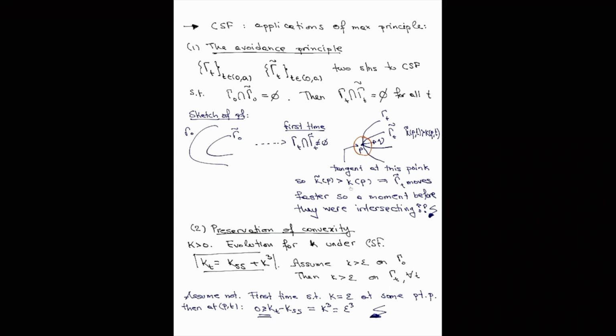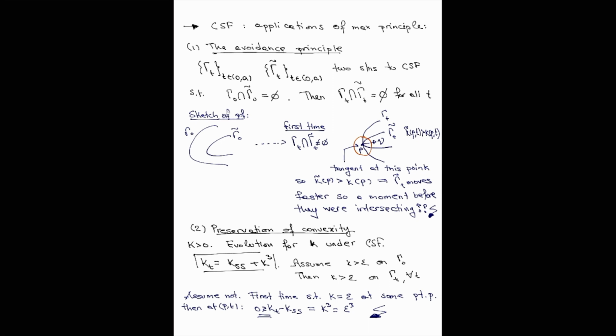This means that at that time, gamma tilde moves faster than gamma. So just a moment before, they must have been intersecting. Okay? And this contradicts the fact that we chose t to be the first time. And again, if one were doing a rigorous proof, it's a little bit more complicated, but this is the idea. So this is what I call just a sketch of the proof.